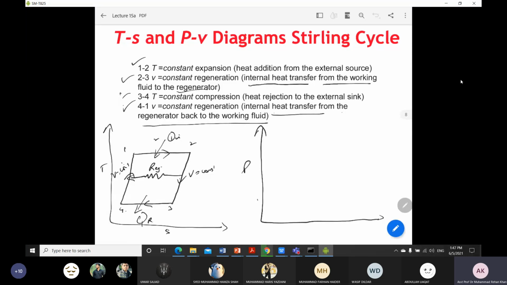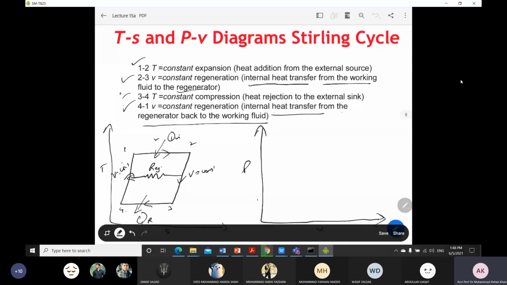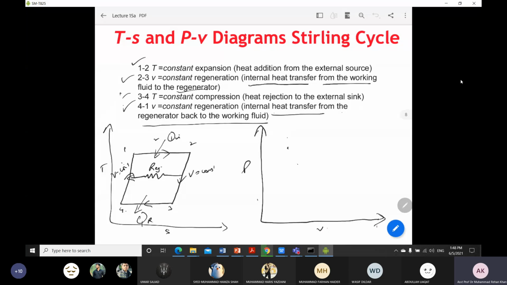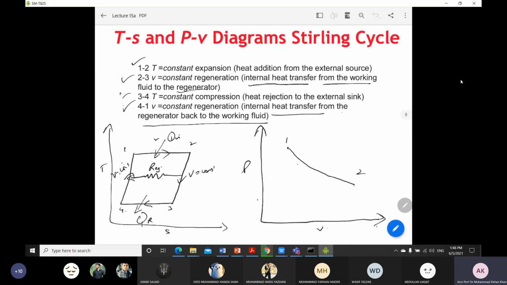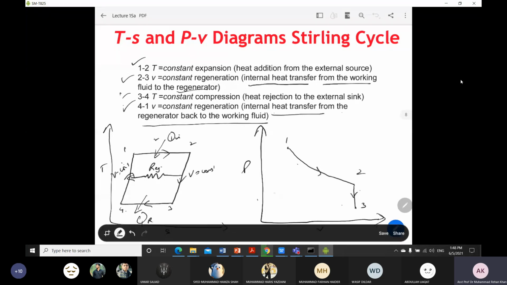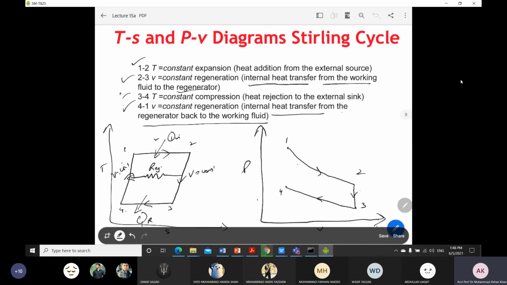Okay, so coming towards the process 1 to 2. As it is an expansion process, it means that the volume at point number 2 increases compared to the volume at point number 1, for example, this is your point number 1, because this is the expansion process. Then your 2 to 3 process is the constant volume regeneration process, so the volume is constant until point number 3. Then 3 to 4 is your compression process. It means that the volume decreases when it moves from point number 3 towards point number 4. So this point will be somewhere there, and the volume is shifted towards the left side.